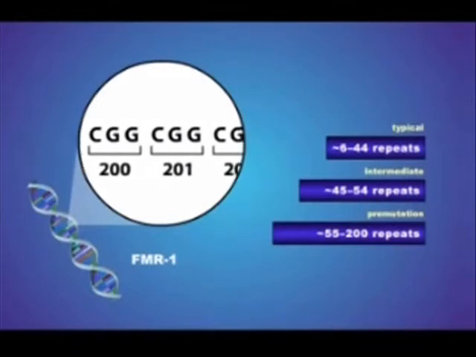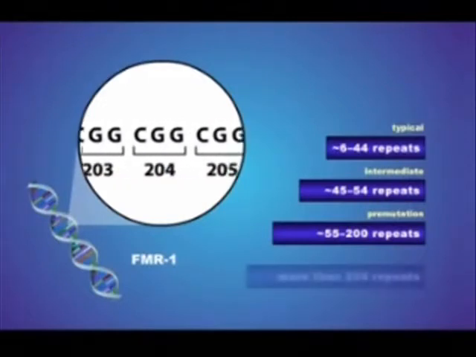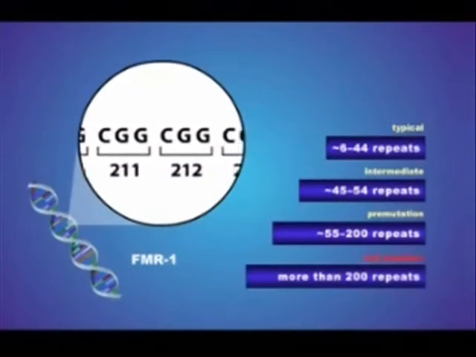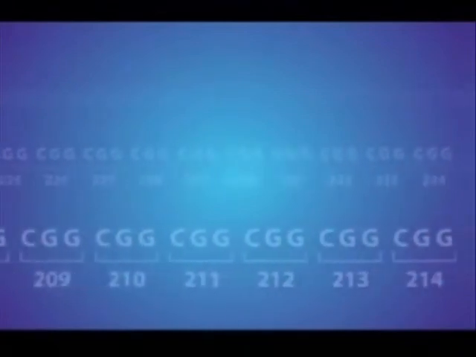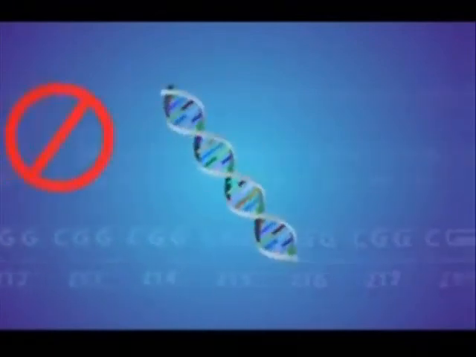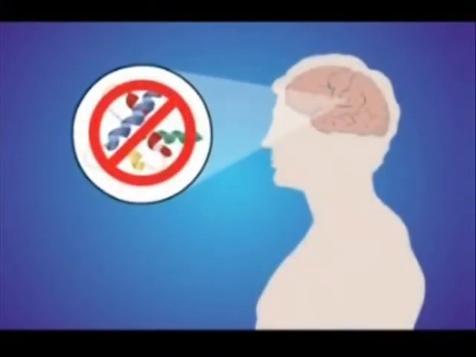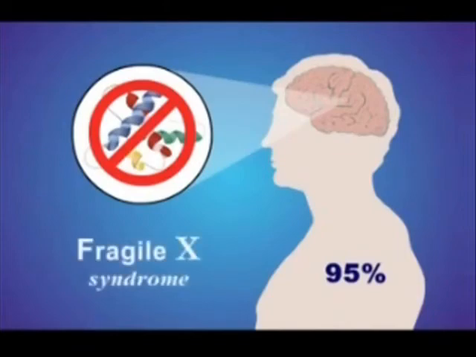Fragile X syndrome occurs when there are more than 200 CGG repeats, which is also called a full mutation. The large number of CGG repeats results in the gene turning off and no protein is made. This is the cause of 95% of the cases of Fragile X syndrome.